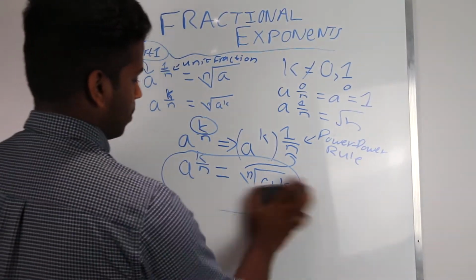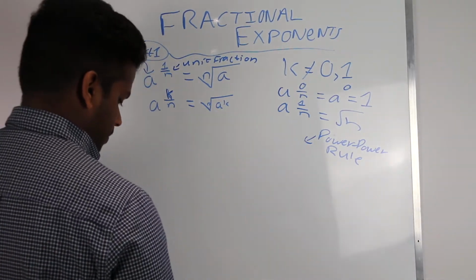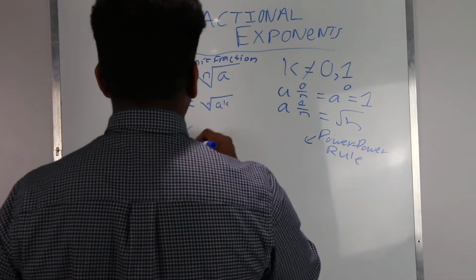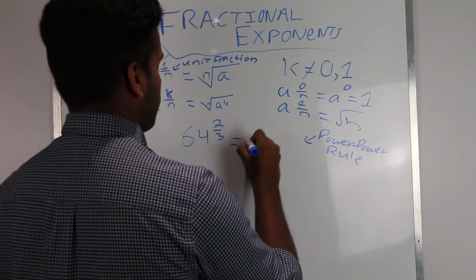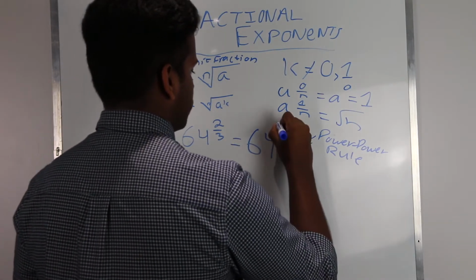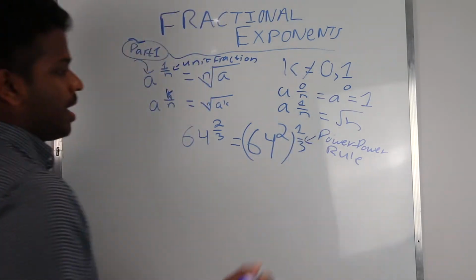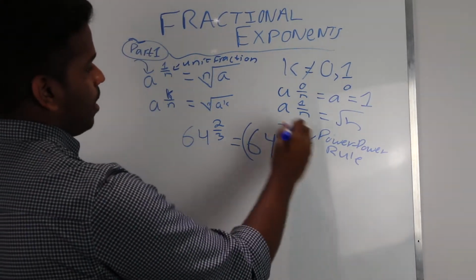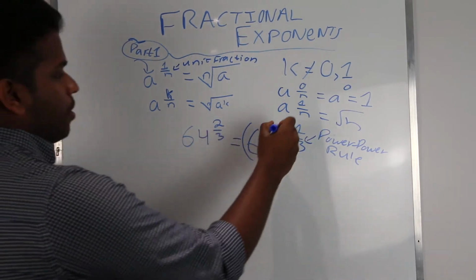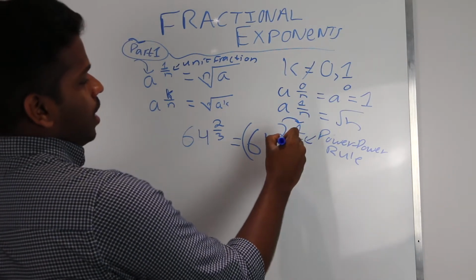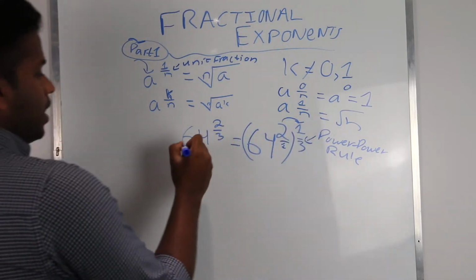So let me show you one example: 64 to the power of 2 over 3. I've already shown you that 64 to the power of 2, raised to the 1 over 3, equals the same thing. So a raised to the power of k, and that raised to the power of 1 over n, equals this, because we multiply the exponents: you get 2 in the numerator and 3 in the new denominator. So 64 to the power of 2 over 3 is what you get here.